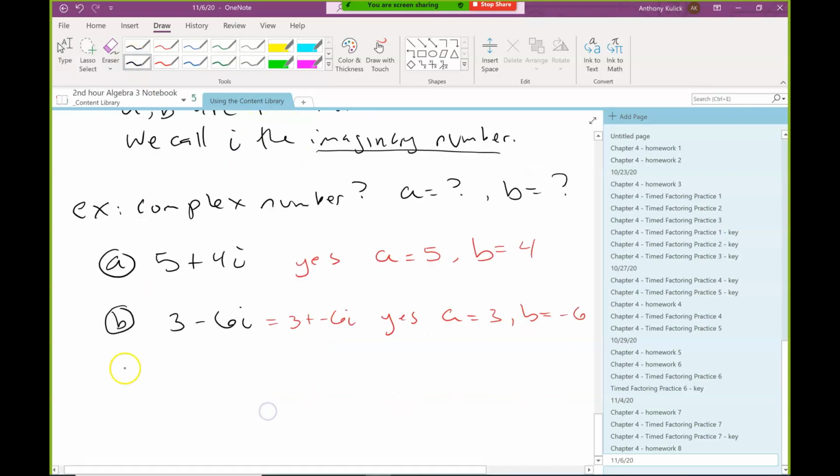What if we have 2 plus 3i over 5? Is this a complex number? Sure it is. We can rewrite it as 2/5 plus 3/5 i. So sure, that's a complex number. a is 2/5 and b is 3/5.